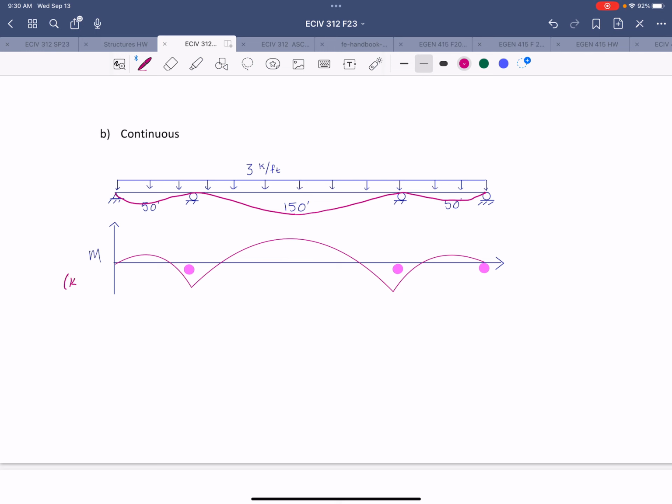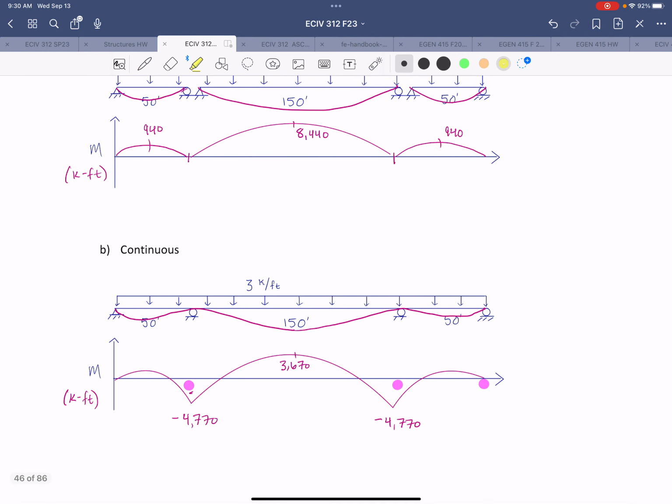Again, I'll note the maximum values in kip feet. So we would have some negative moments over the supports, and those values would end up being negative 4,770. And the maximum positive moment would be 3,670.